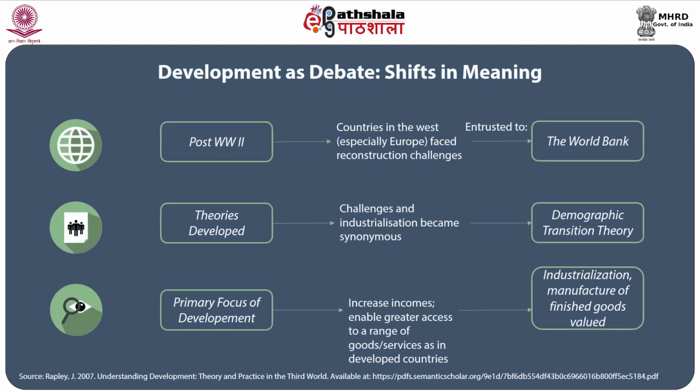The demographic transition theory was developed around this time. The primary focus during that period, in emphasizing development, was to increase incomes and enable the poor greater access to a range of goods and services as in developed countries. Industrialization, the capacity to manufacture finished goods, was also valued.